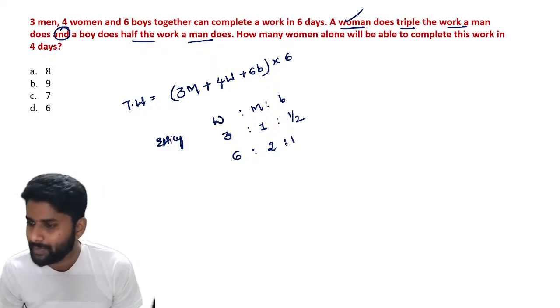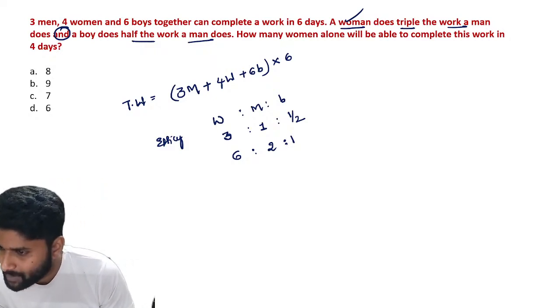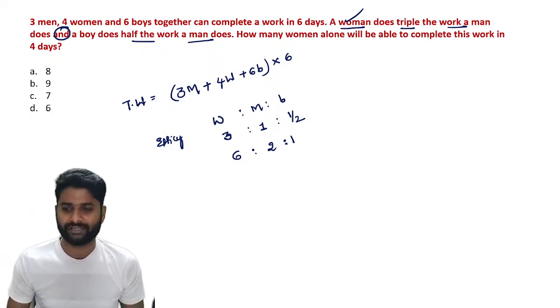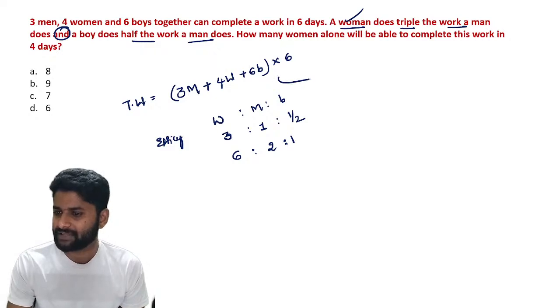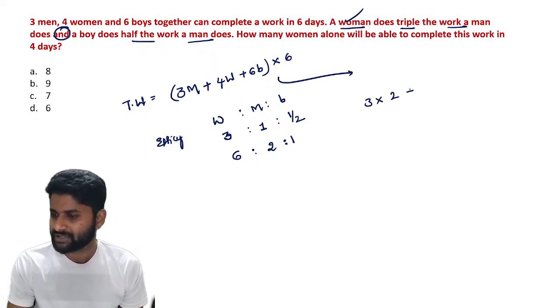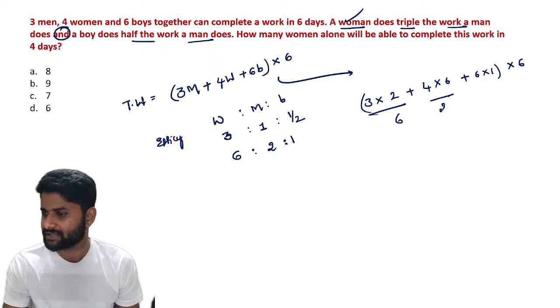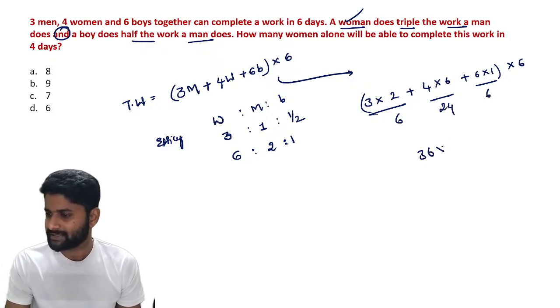Another question: how many women alone will be required to complete this work in 4 days? Guys, here first identify the total work. What is the total work? 3 into man's value, 2 units efficiency. 4 into woman's efficiency, 6 units. Boy's efficiency is 1 unit. And all together, they will finish the work in 6 days. 3 into 2, 6. 6 into 4, 24. 6 into 1 is 6. So total 36 into 6. So this is the total work.